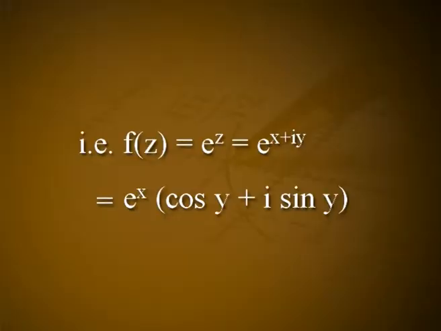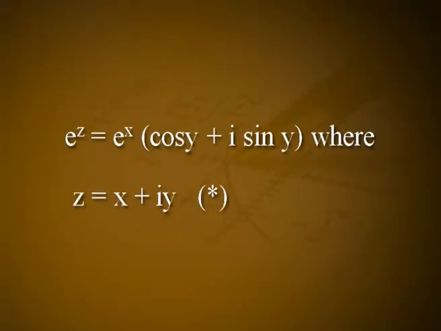We know that the function f of z is equal to e raised to x into cos y plus i sin y, where y is to be taken in radians, is differentiable everywhere in the complex plane, and f dash of z is equal to f of z. So, the required conditions are clearly satisfied by this function. That is, f of z is equal to e raised to z, which is equal to e raised to x plus iy, which is equal to e raised to x into cos y plus i sin y.